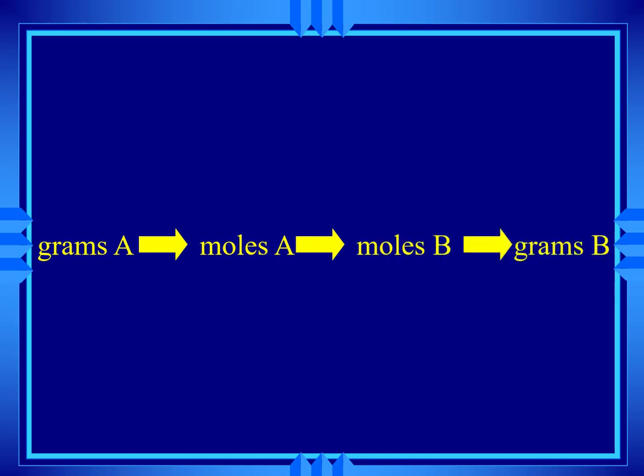So yesterday, I showed you this little diagram. You take the grams, change it to moles, change those moles into moles of something else. Then you change those moles back into grams of something else, right? This was our path yesterday. You did this all yesterday. And we got our numbers from the periodic table, the balanced equation, and the periodic table, right?